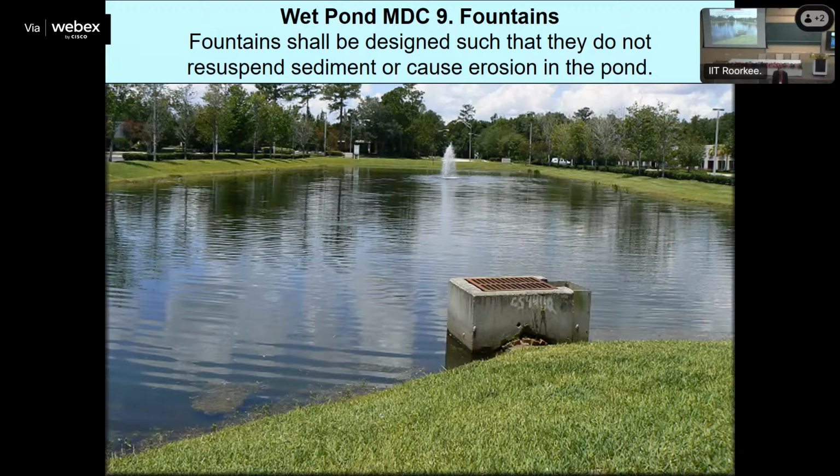You know who doesn't like wave action? I'll give you a hint. I think I heard you say it. I wasn't being mad at myself. What is it? Ow. Mosquitoes.